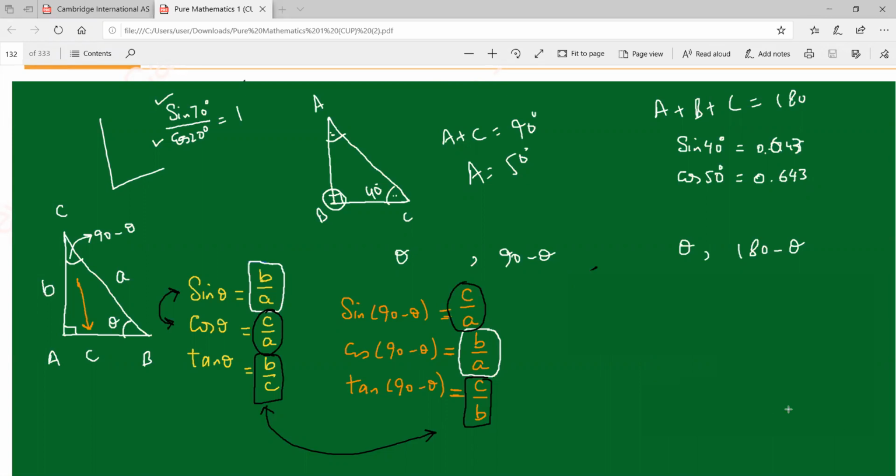You see, now suppose you have the value of, let's say, tan 30. That is equal to 1 over under root 3. Can you guess without using a calculator what will be the value of tan 60? Under root 3. That is the reciprocal of 1 over under root 3.